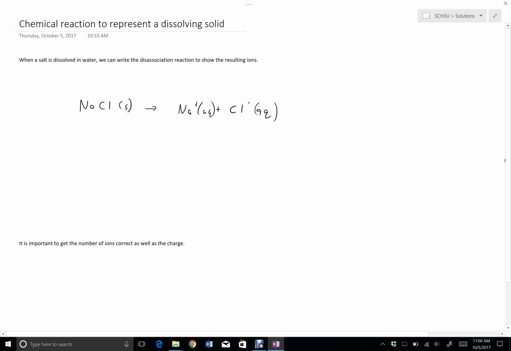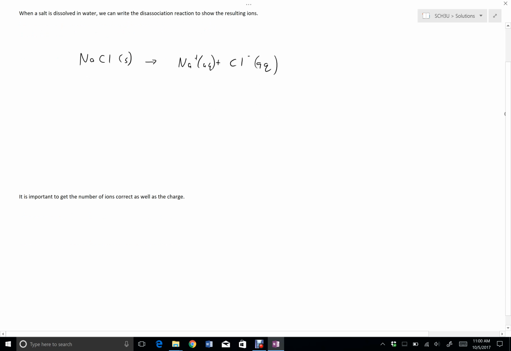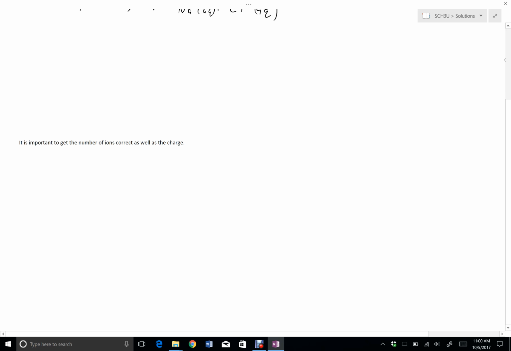So the way we represent the ions is with the actual charge on the ion as a superscript, aqueous after to recognize its state, and then same thing with chlorine, that's the minus. When we do this, we need to be careful to recognize the number of ions that are created when a salt is dissolved, as well as the appropriate charge. So we just need to pay attention to detail here.